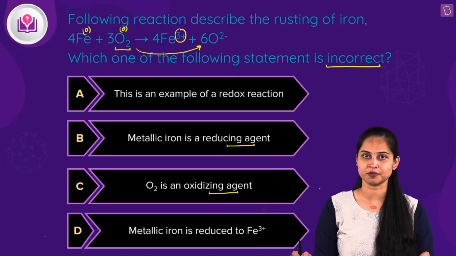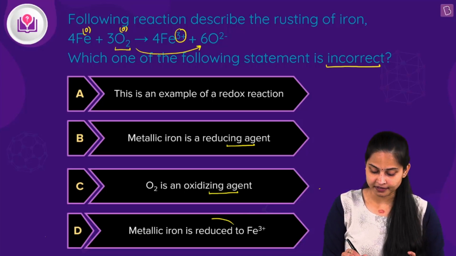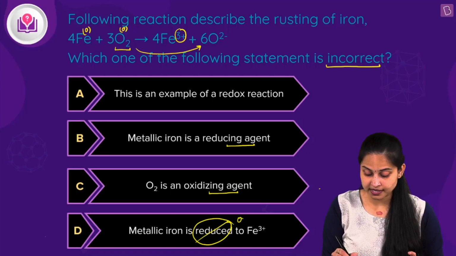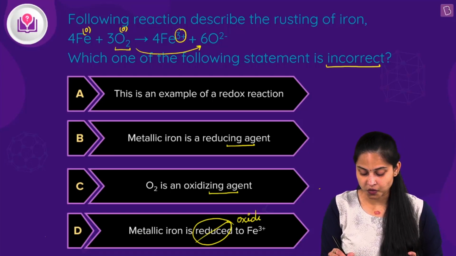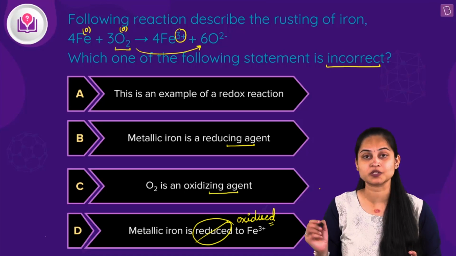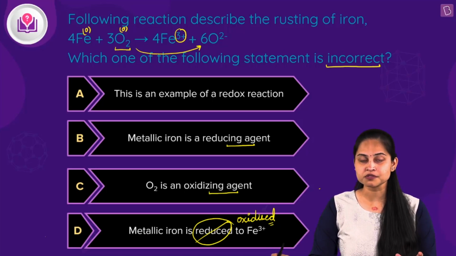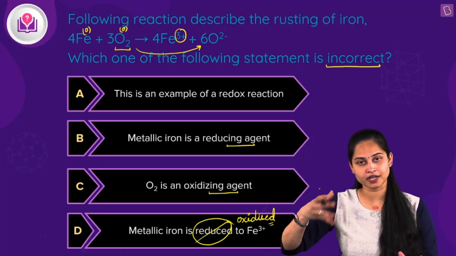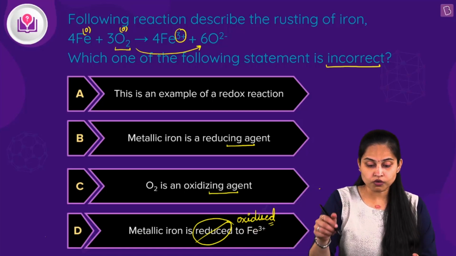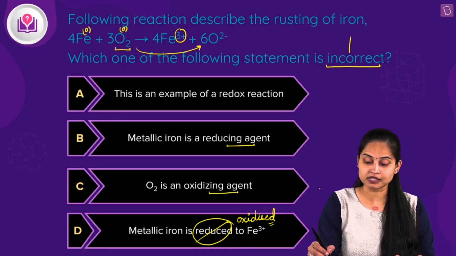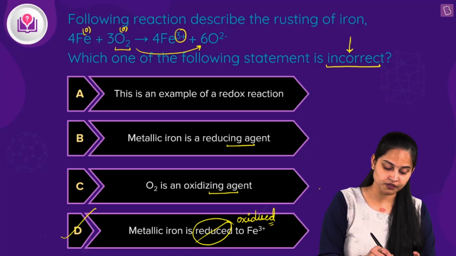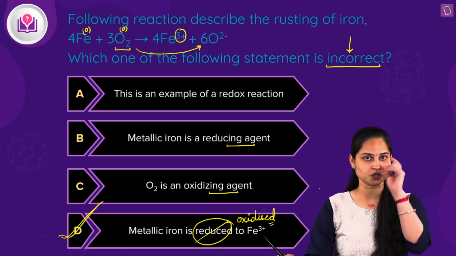So now, talking about option number D, that means the statement number D, says that metallic iron is reduced to Fe3 positive. No, metallic iron is actually oxidized. It is actually oxidized to Fe3 positive. Okay, it's not reduced. Reduced means gain electrons, but over here it's losing electrons. So which one of the following statements is incorrect? It's option number D, which is absolutely the right answer for this question.